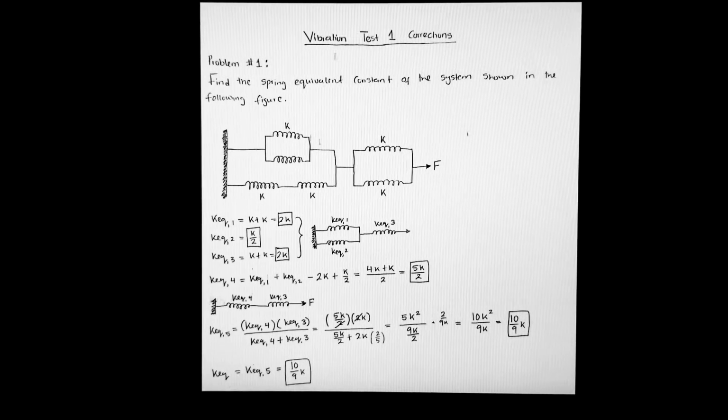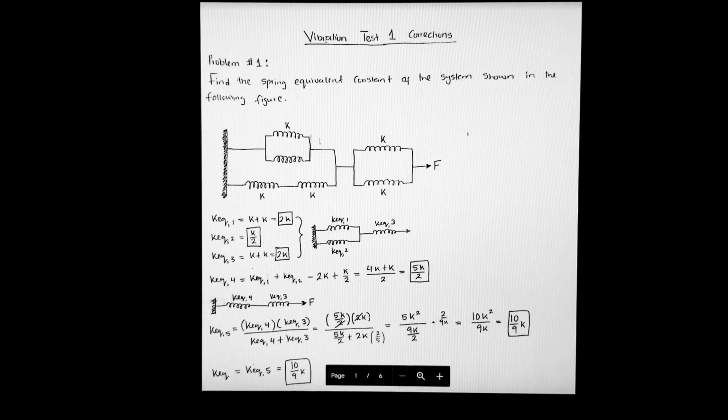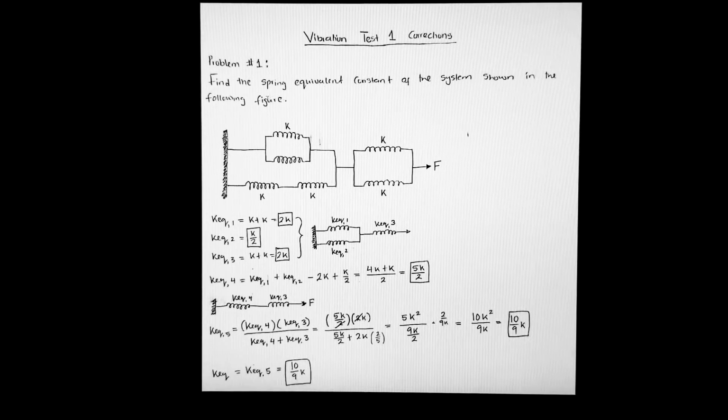So this is a vibration test one correction. We're given problem one, which is for test one, to find the spring equivalent constant of the system shown in the following figure. We have the figure right here, and then these are in series and these are parallel to each other.